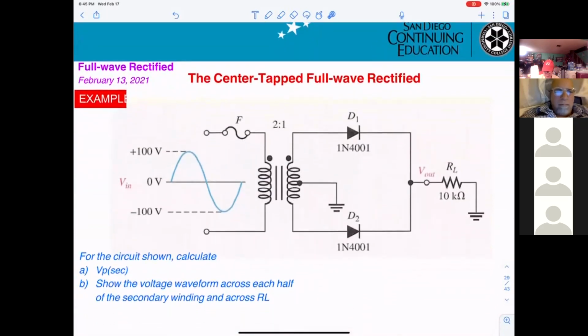So for the circuit shown, calculate the VP secondary. That's the only thing I want you to calculate for me quickly. We still have a quiz to go. You get 100 volts peak, 200 peak to peak primary. What is the secondary voltage?